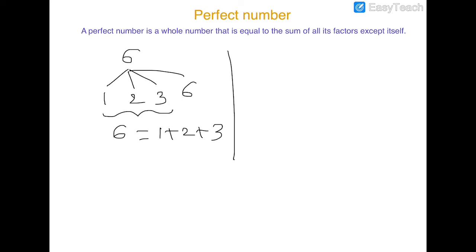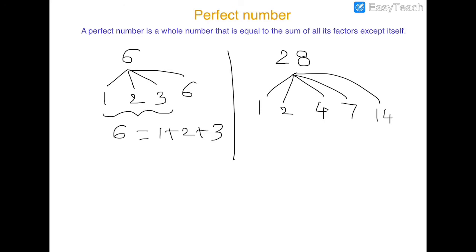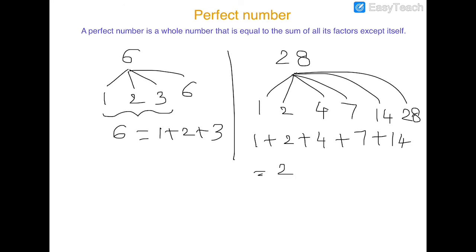Let me show you another example. 28. What are the factors of 28? 1, 2, 4, 7 and 14. We should not take 28 itself, because if we add the remaining factors we should get the same number. So add 1 plus 2 plus 4 plus 7 plus 14. What is the answer you are getting? 1 plus 2 is 3, 3 plus 4 is 7, 7 plus 7 is 14, 14 plus 14 is 28. So such numbers are called perfect numbers.